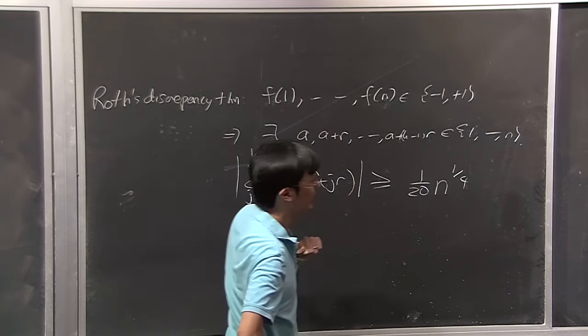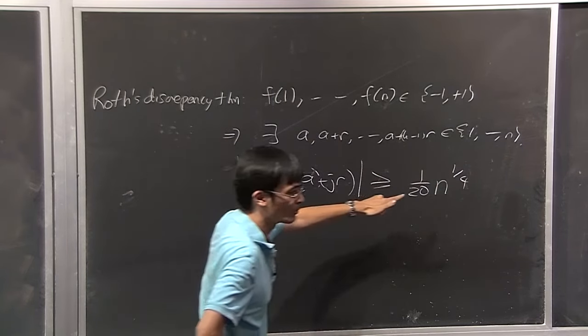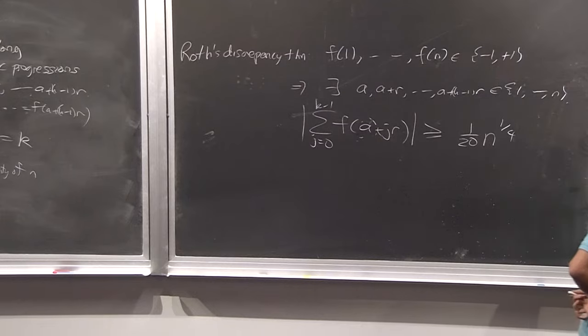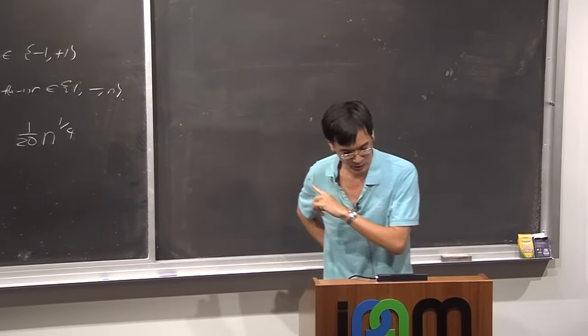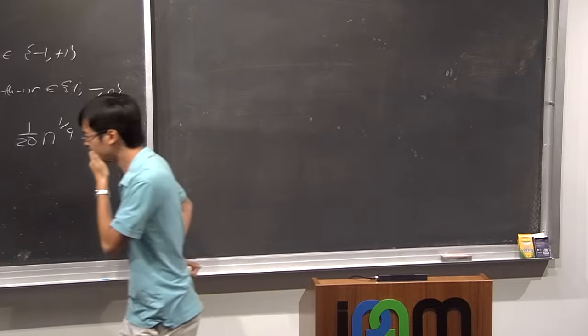But you can find a sequence somewhere where there was actually quite a bit of imbalance, n to the 1/4. And this n to the 1/4 is actually the optimal exponent, although we don't have an explicit construction of a sequence that does that. But we know that it can't be improved. It's kind of a weird situation.